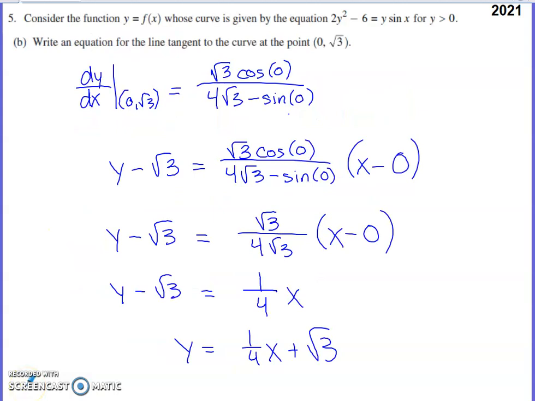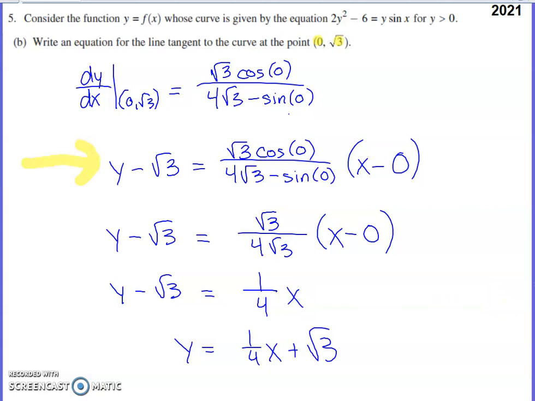Part B asks us to write an equation for the tangent line to the curve at the point 0, square root of 3. So even if you hadn't had any success with part A, this part of the problem should be pretty manageable. You're just going to evaluate the derivative, which they gave you the answer from part A. Evaluate the derivative at this x and this y. You don't have to do anything beyond this line right here. This would receive full credit.